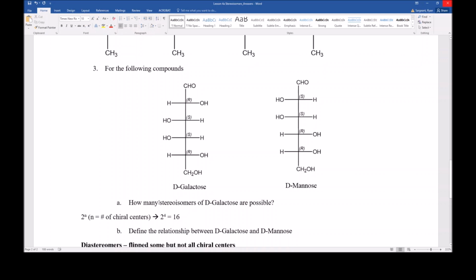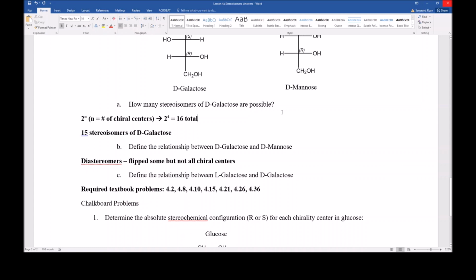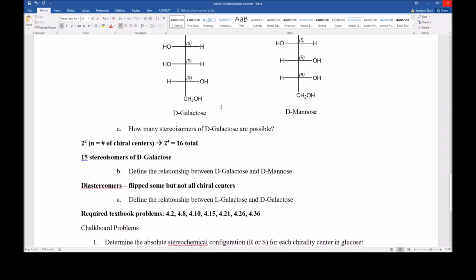The question asked is a little weird in terms of how the question's worded, and I would have to be more careful on an exam. But D-galactose is one of those stereoisomers. So technically the correct answer to this question is 15 stereoisomers of D-galactose, because the 16th one would be D-galactose. Sorry, the correct answer is 15, but it's related to the number 16 because that's the number of total stereoisomers. Total. And 15 stereoisomers are of D-galactose. So there's 14 more stereoisomers besides the 2 that I've drawn.